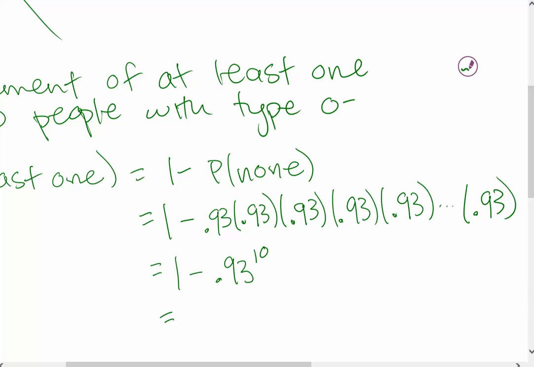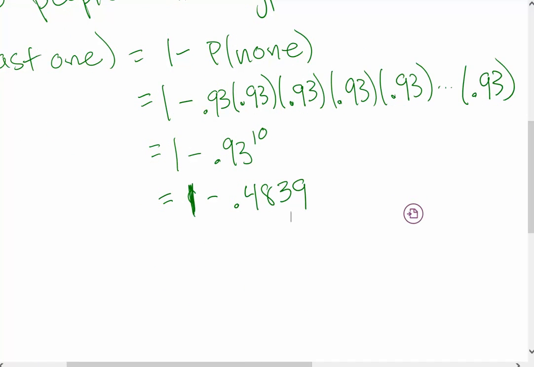So 1 minus 0.93 raised to the 10th power gives me, sorry, let's redo that instead of skipping steps. So let's do 1 minus, so if I just do 0.93 raised to the power of 10, I get 0.4839. So it appears that the probability of getting no people with type O negative blood is 48%.